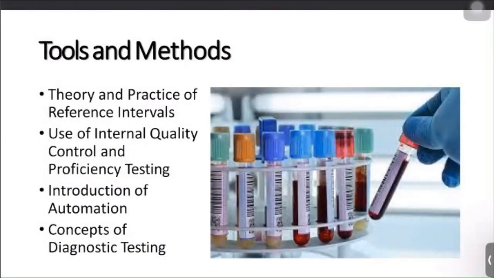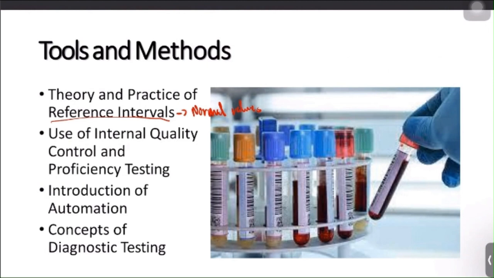So, what do we do in clinical chemistry practice? We have tools and methodologies in order for us to evaluate our bodily fluids. And what are those? The theory and practice of reference intervals. The reference interval consists of the normal values, which you have in order to interpret if the analyte that you are testing is normal, or high or low, beyond or lower than the expected normal value of your blood constituent.